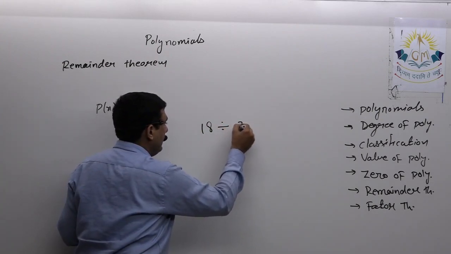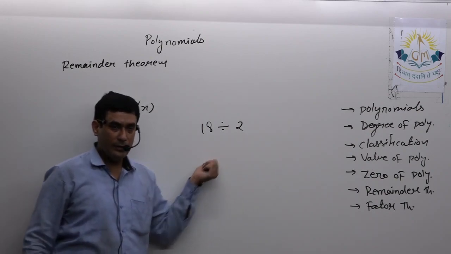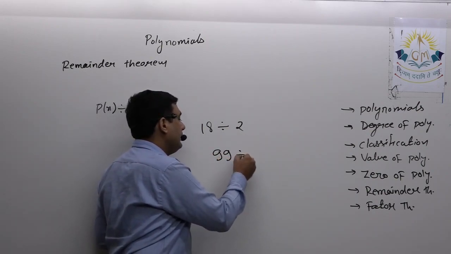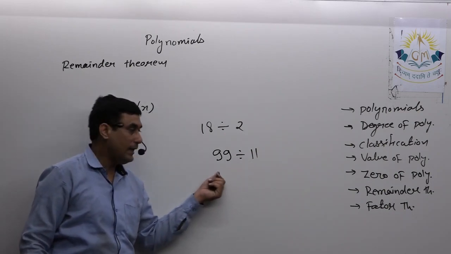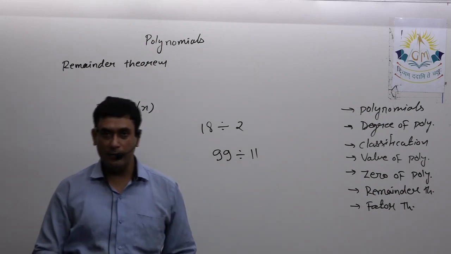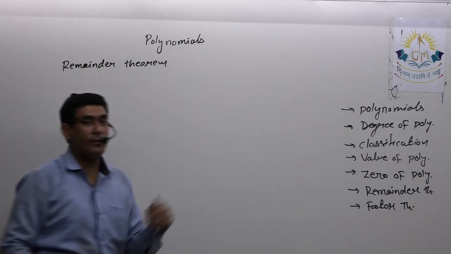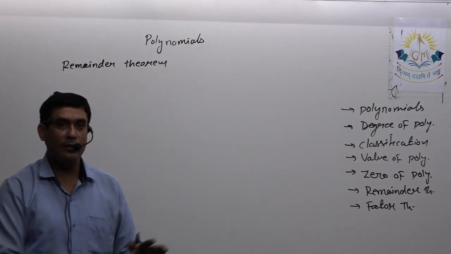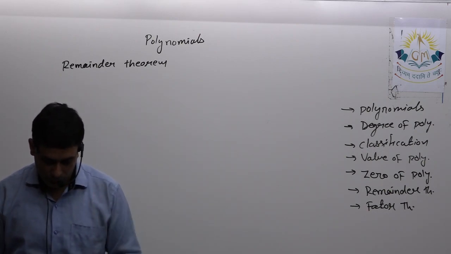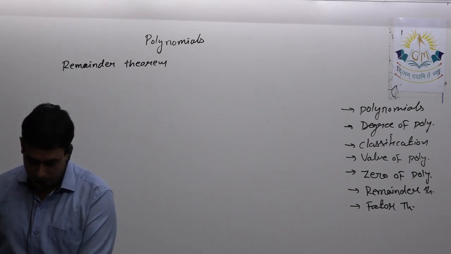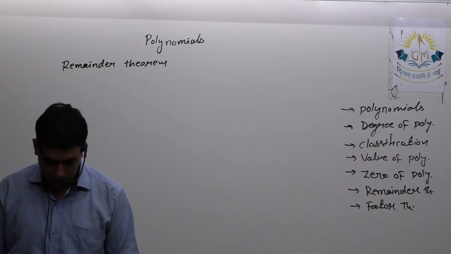If I divide 18 by 2 and the remainder is 0, I say 2 is a factor of 18. If I divide 99 by 11 and the remainder is 0, I will say 11 is a factor of 99, isn't it? So on dividing p(x) by g(x), if the remainder is 0, I will say g(x) is a factor of p(x). So let us see some questions based on the factor theorem.